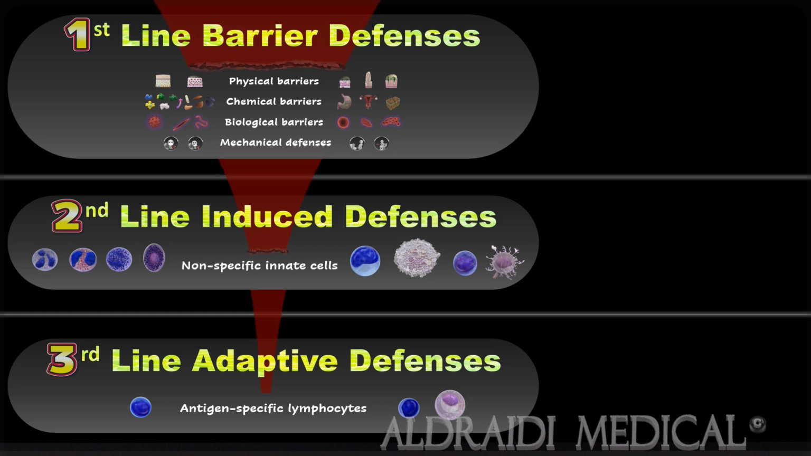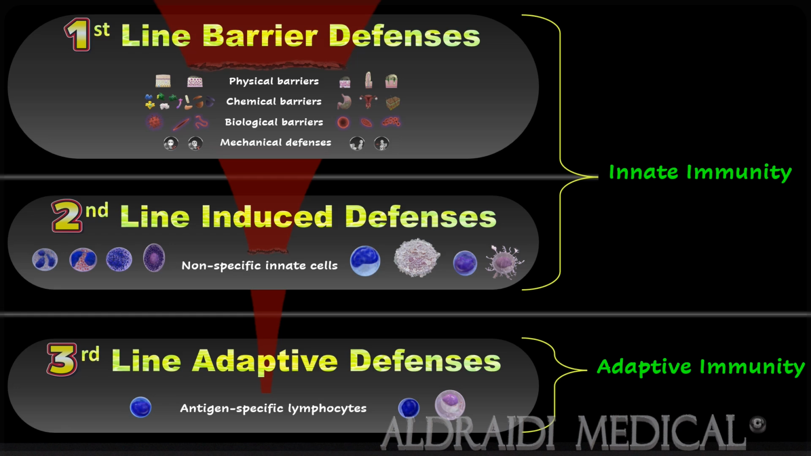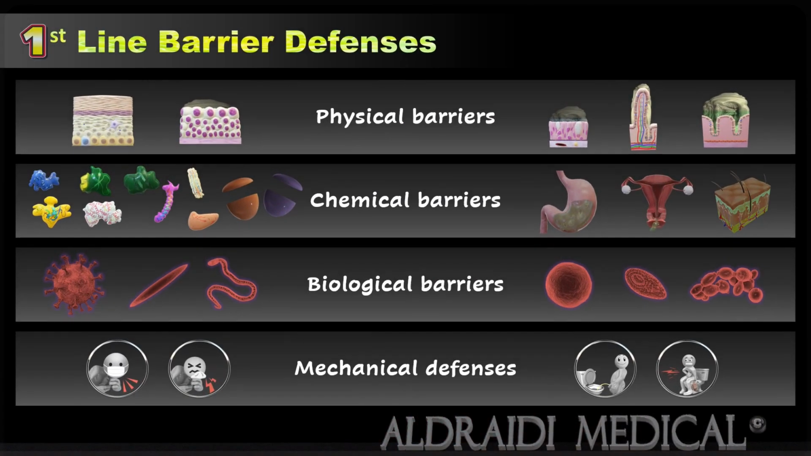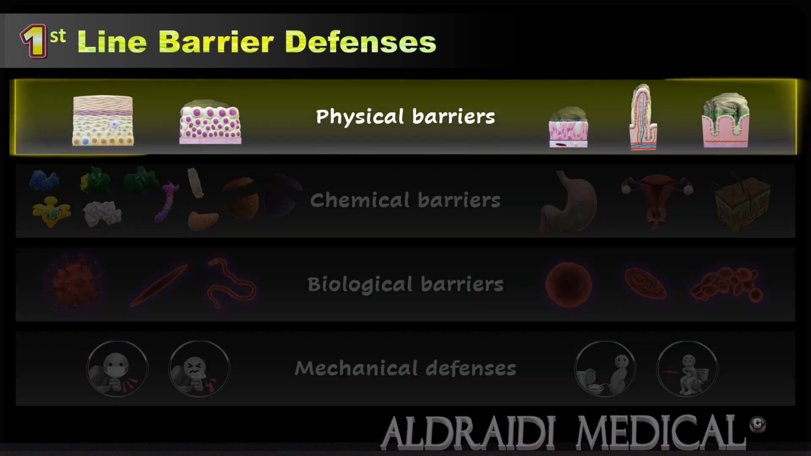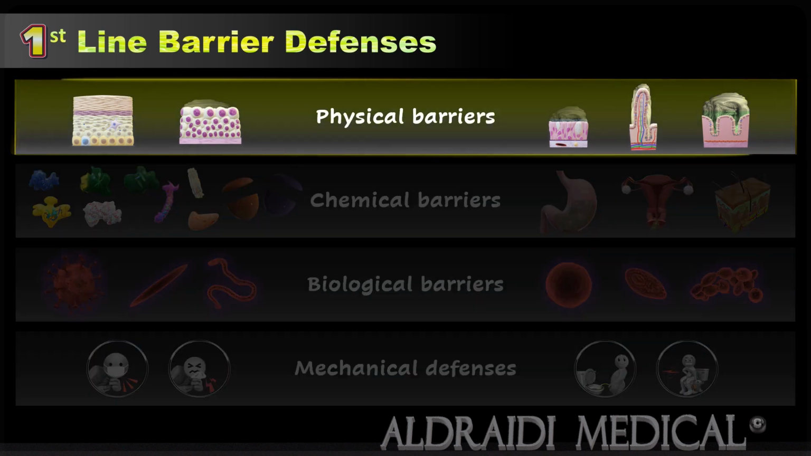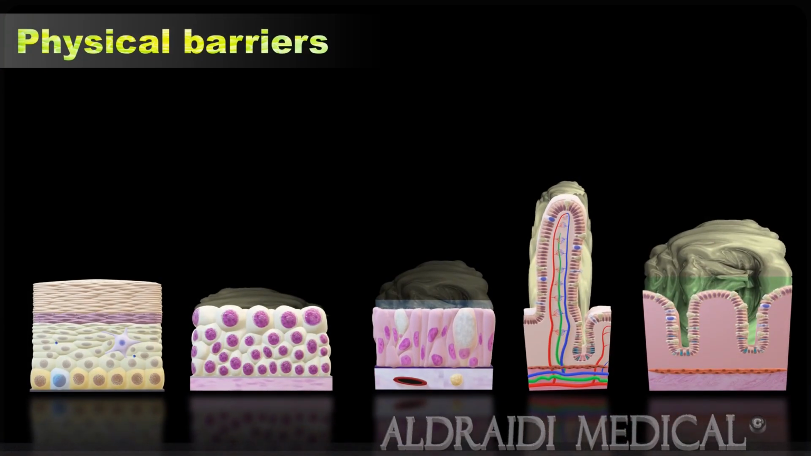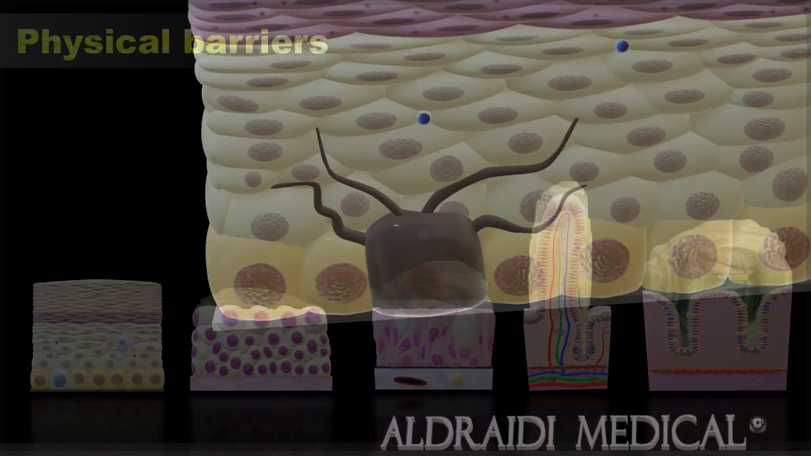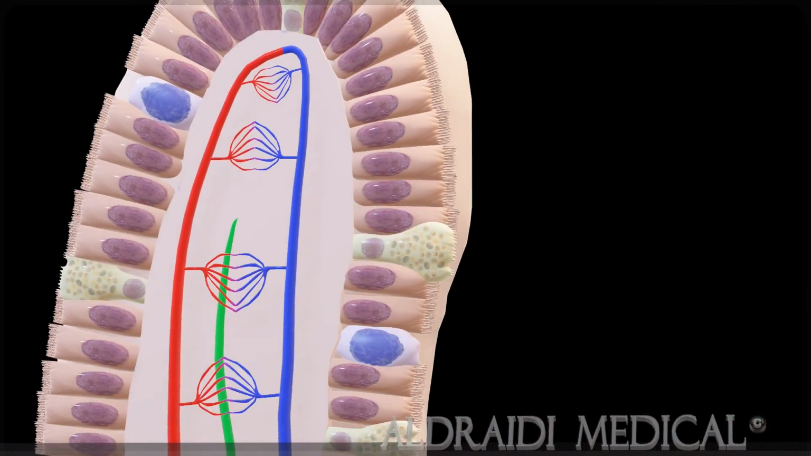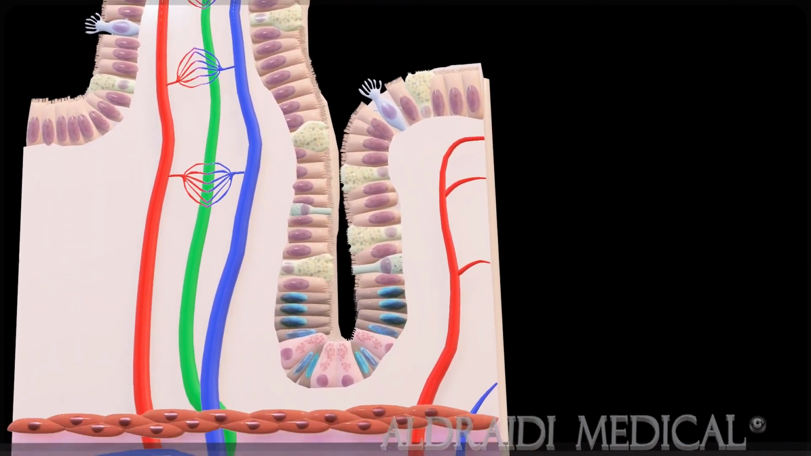The first two lines of defense are considered part of innate immunity, whereas the third line of defense is considered part of adaptive immunity. Now let's take a closer look at our first line of defense. The first of these barrier defenses are the physical barriers. The physical barriers consist mainly of the epithelial cells of various tissues that are joined together by tight junctions. Each epithelial surface has its unique defense strategies against the microbes they typically encounter.